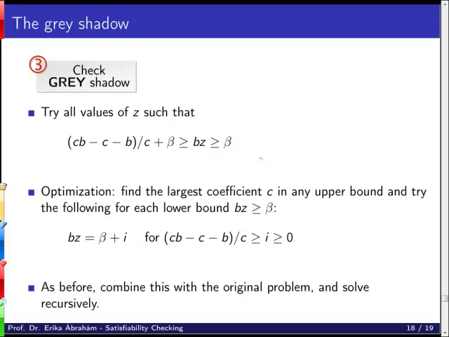And I try all, for each lower bound beta, I try beta plus i. So basically this way I encounter all possible integer values which lie between the bounds but which are not in the dark shadow.